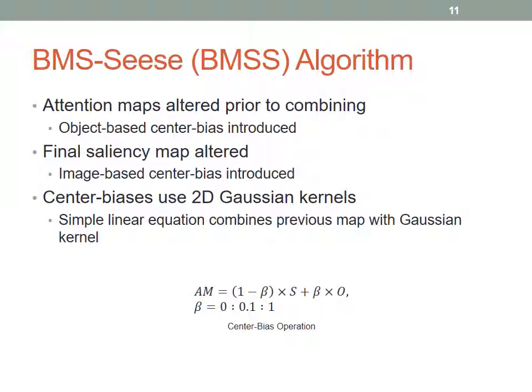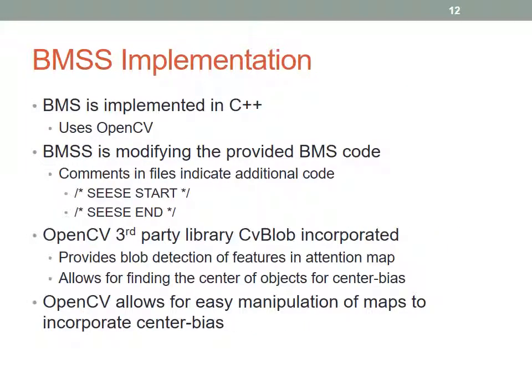And so you can see here that AM is the attention map, and then beta is a constant parameter that we could vary from 0 to 1. 0 would take the entire prior attention map S, and then 1 would take the entire object-based center bias map O instead of S. And so that performed pretty well. And we'll go into the performance a little bit later.